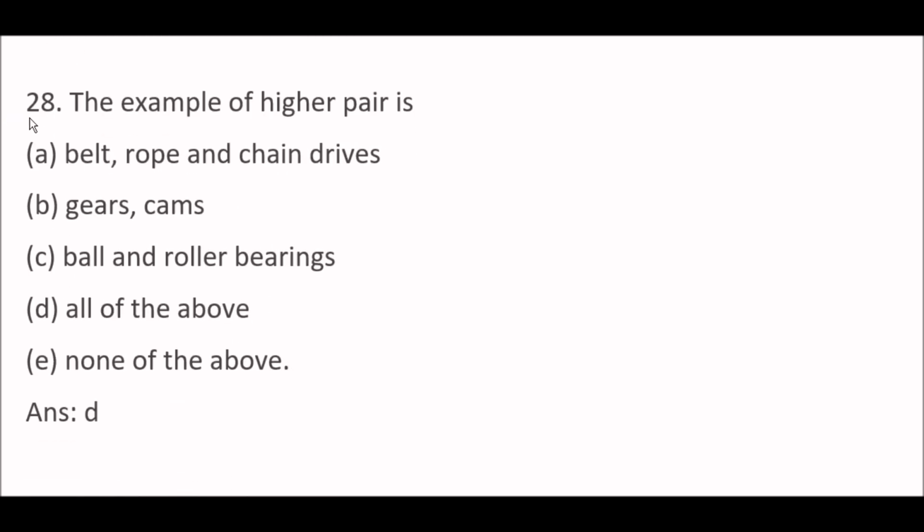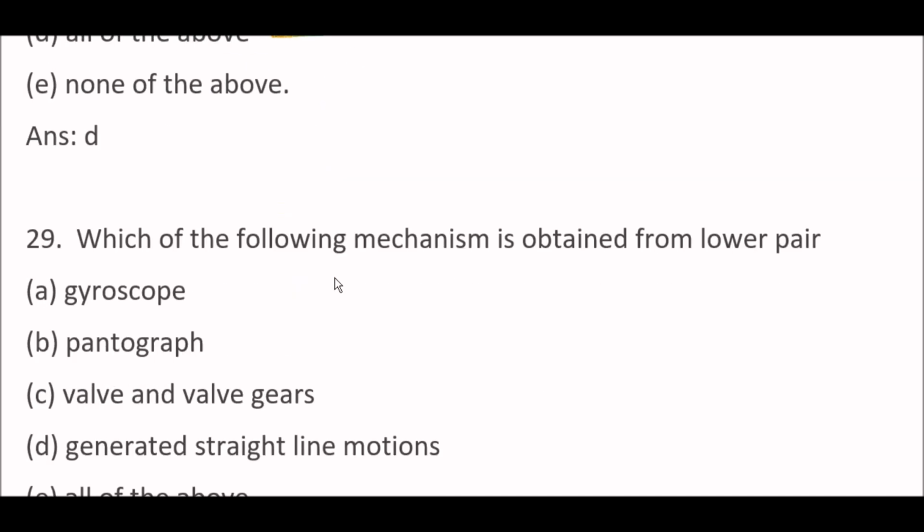Question number 28. The example of higher pair is: option A, belt, rope and chain drives; option B, gears and cams; option C, balls and roller bearings; option D, all of the above; and option E, none of the above. Right answer is option D, all of the above. The example of higher pair is belt, rope and chain drives, yes, and gears, cams, yes, and balls and roller bearing also. Okay.